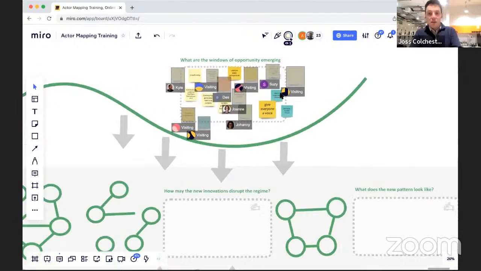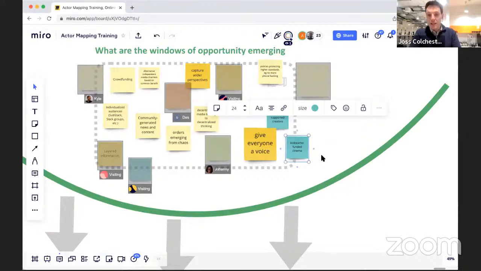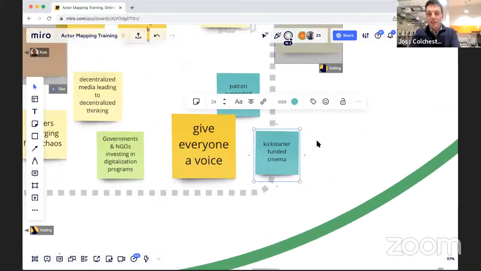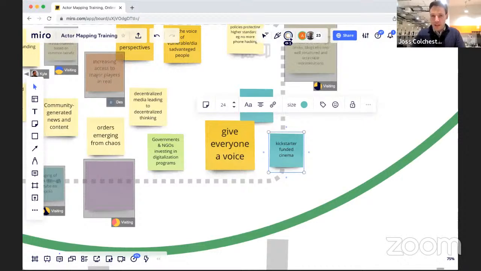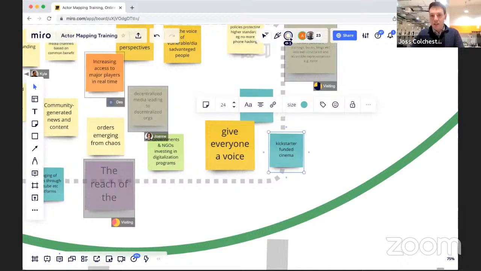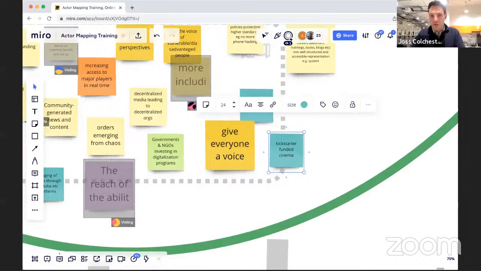Okay, I'm going to take a look at some of these. Kickstarter funded cinema. Yeah, that's an interesting one. And also, the reduction in costs of things like camera equipment is absolutely radical over the past 15 years. It used to be extremely expensive to make high quality video, and now your iPhone can make really stunning quality video. So that reduction in cost itself is disruptive, but also funding mechanisms, distribution mechanisms, and so on.